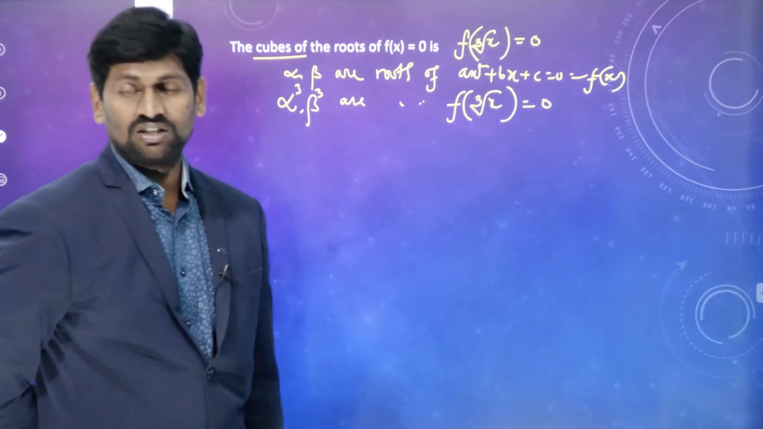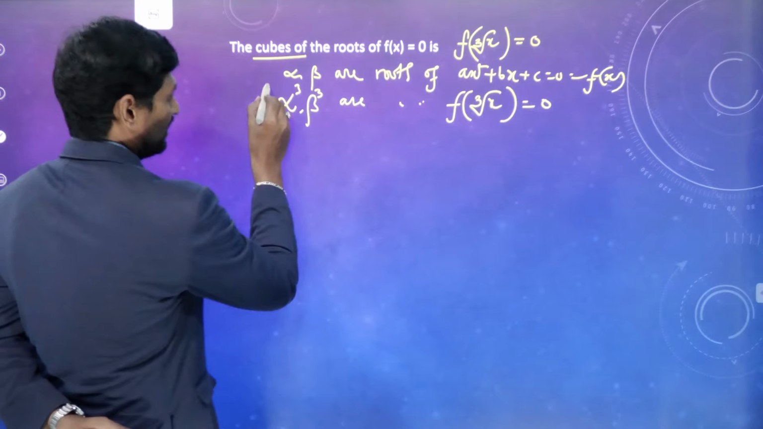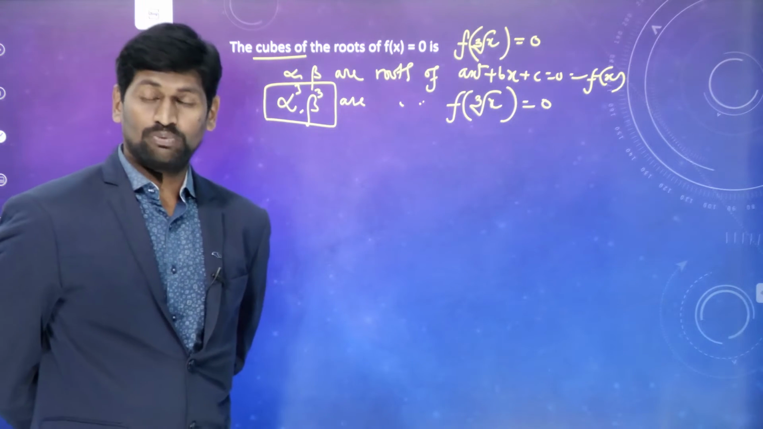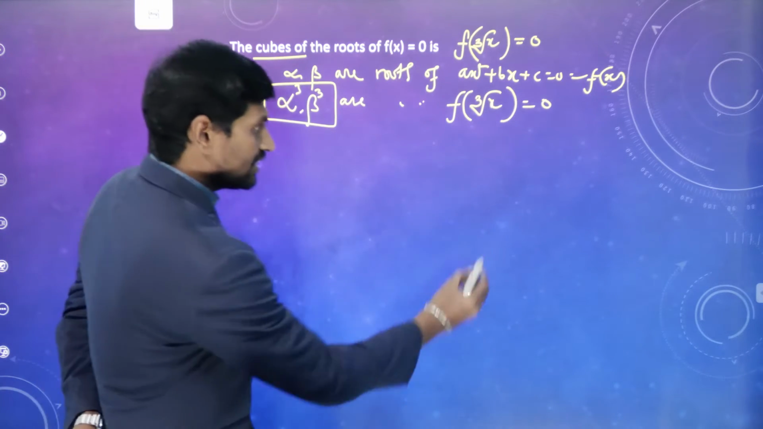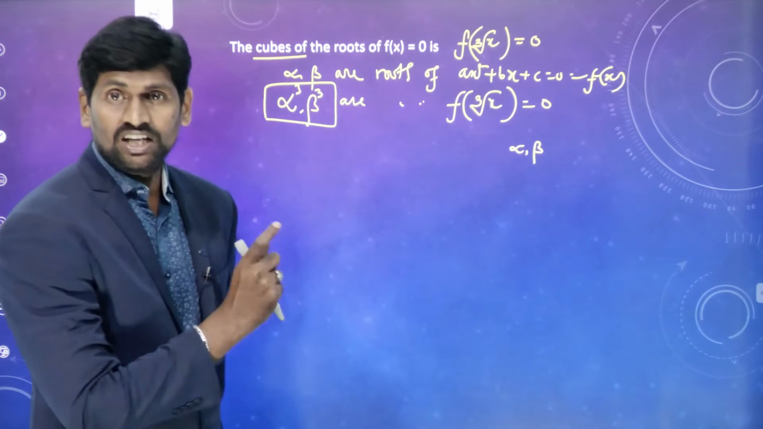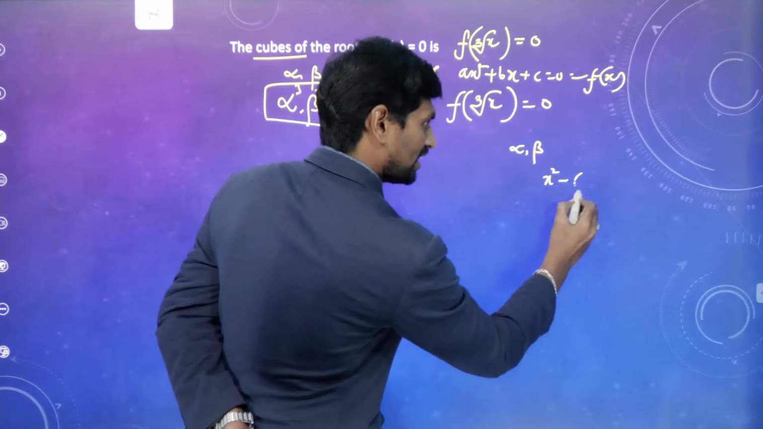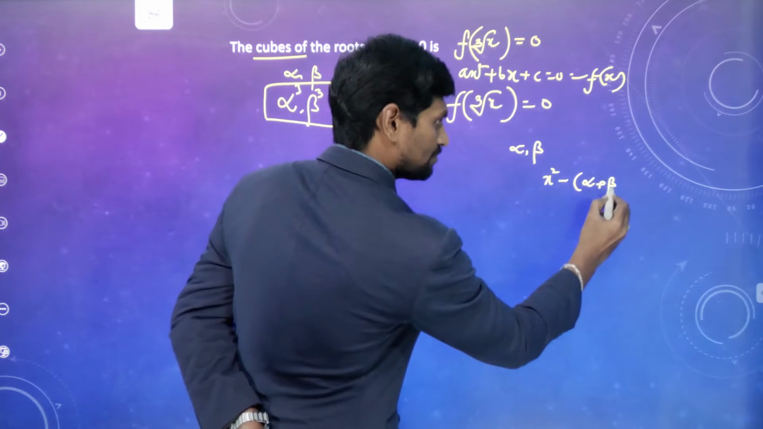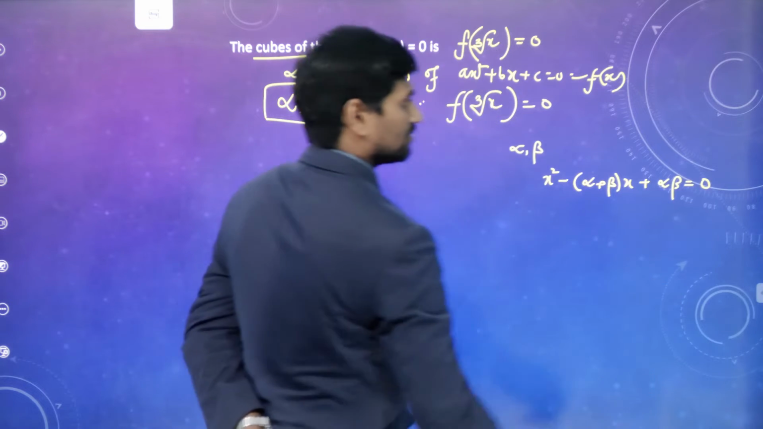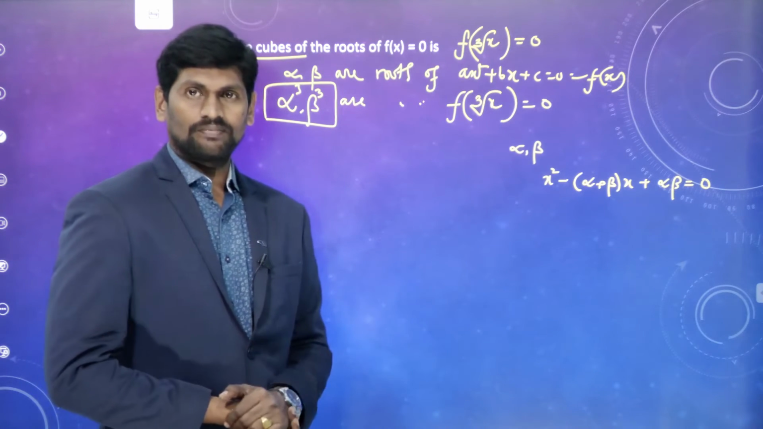And here one condition is also given. Let us check that condition. So here we need alpha cube, beta cube value. Before that, we used to write, if alpha, beta are roots, then what is the equation? x square minus (alpha plus beta) into x plus alpha beta equal to 0. Am I right? This is the equation we are going to apply every time.